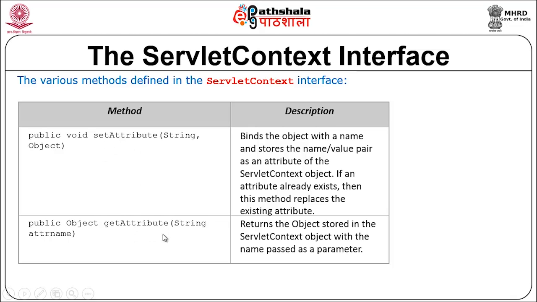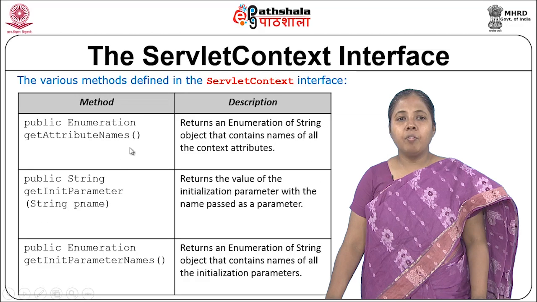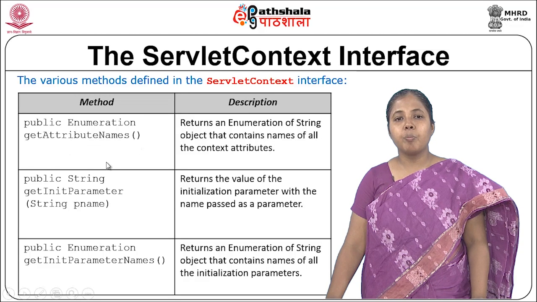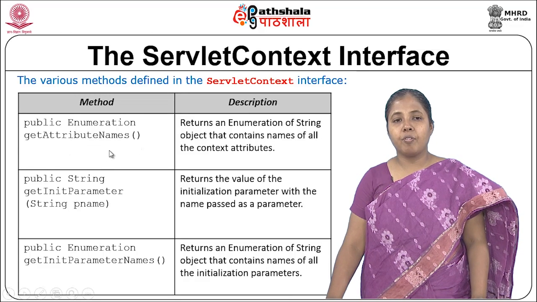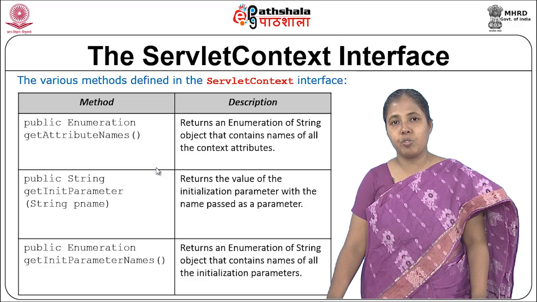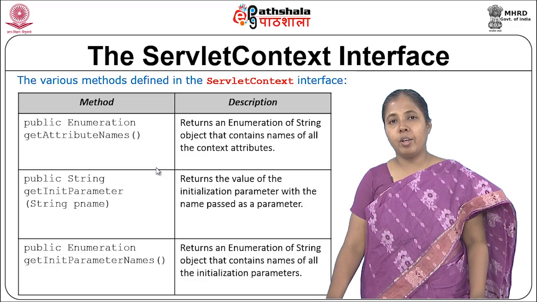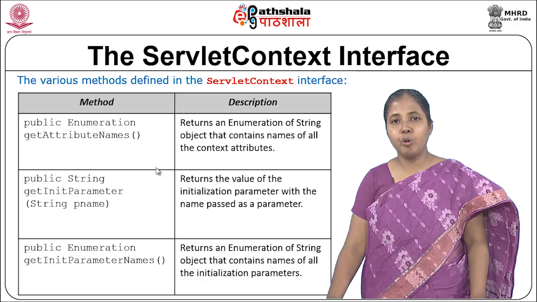And ServletContext is another interface which has methods like setAttribute and getAttribute. This is for binding objects to the servlet context object as an attribute, with a name and value pair. And we have a method like getAttributeNames in the ServletContext interface. This returns an enumeration of string objects that contains the names of all the context attributes. So, in order to read the information about the context attributes, you can use the method getAttributeNames.